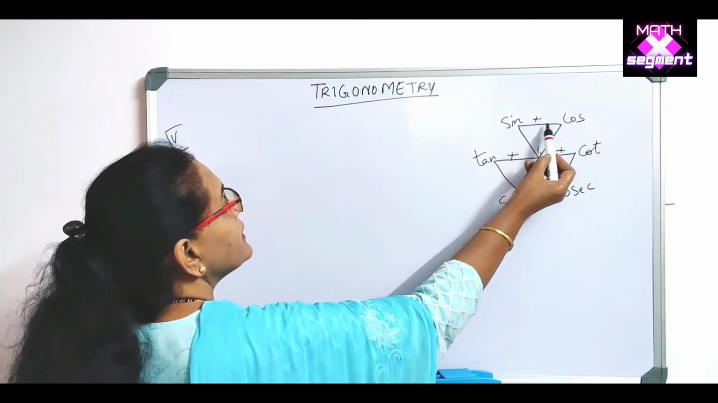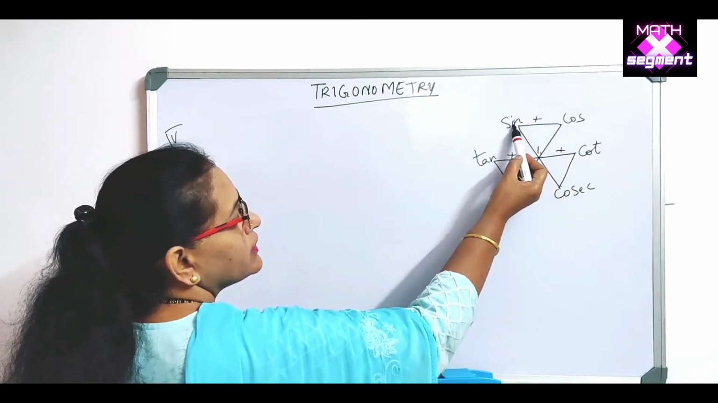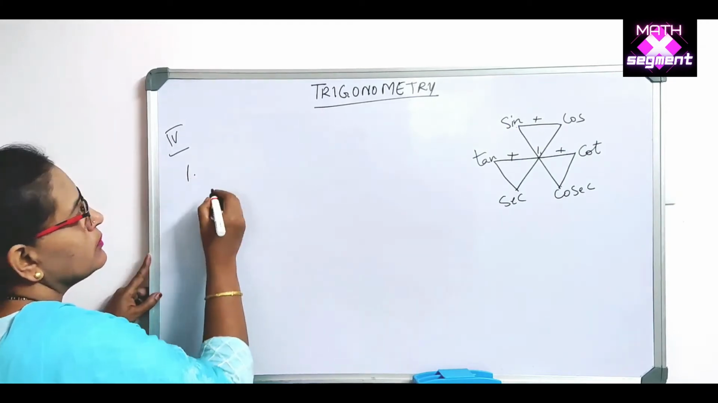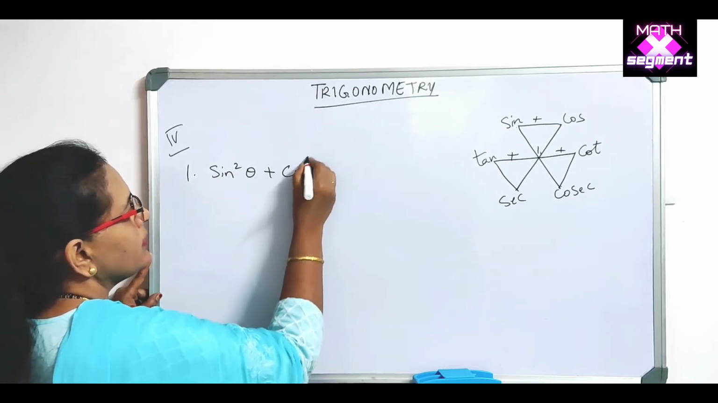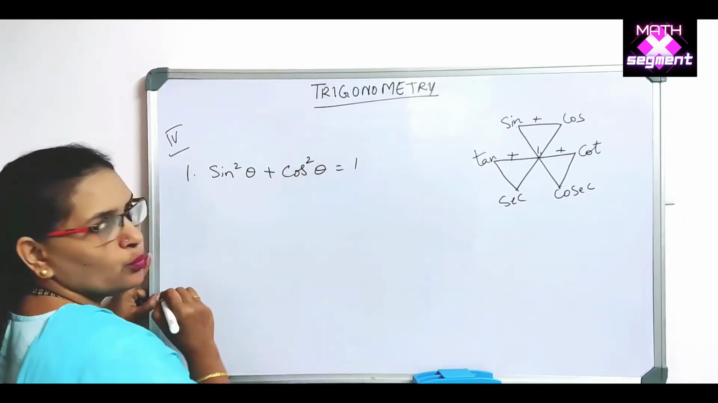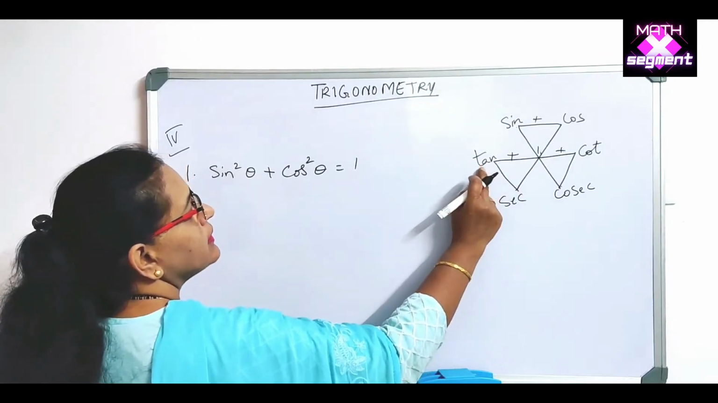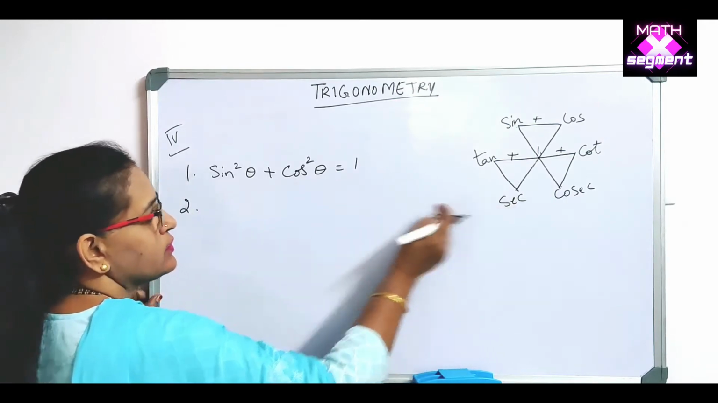So that means sine plus cos is nothing but 1. So in the vertices of the triangle, I have written sine, cos and 1. So we can take that as our first trigonometric ratio. That is sine square theta plus cos square theta is equal to 1. Then the next formula, we can take this triangle. That is tan square theta plus 1 is equal to secant square theta.